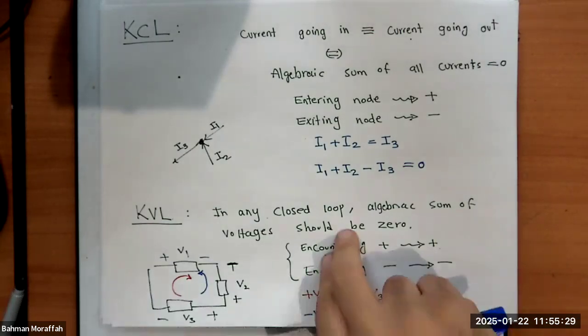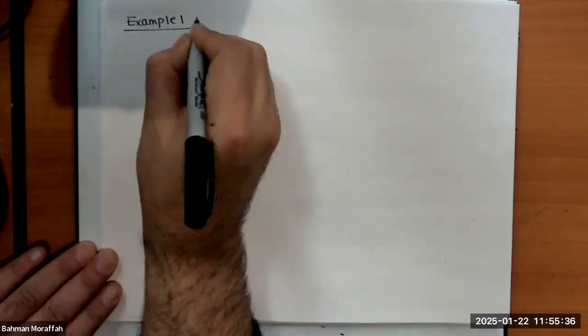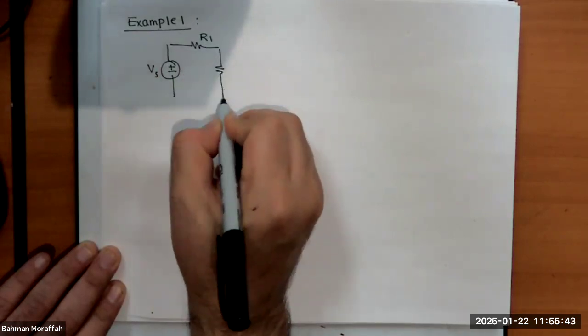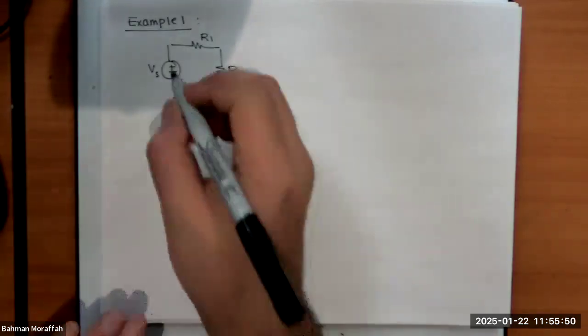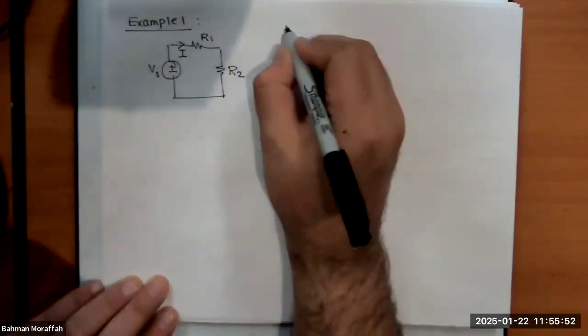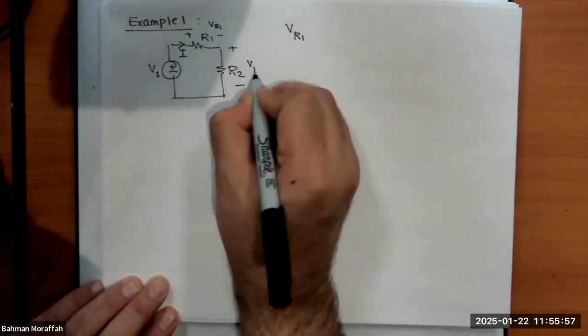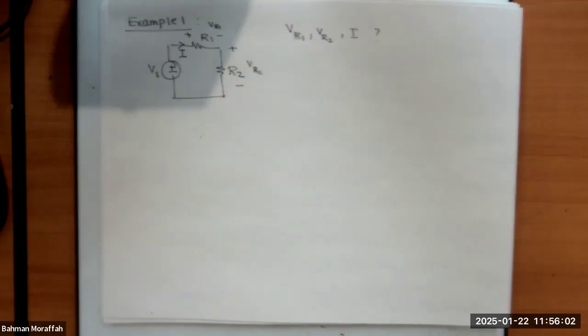All right, let's do a few examples. Example 1. Let's just say I have a circuit that looks like this. This is Vs, this is R1, this is R2. Let's assume we know Vs, R1, and R2. And the question is asking me, find this I, and find the voltage across R1 and the voltage across R2.